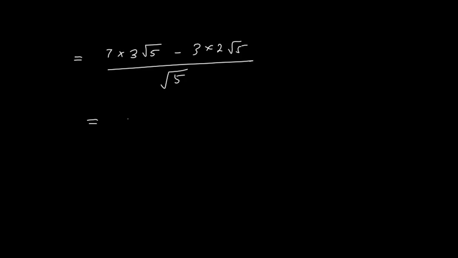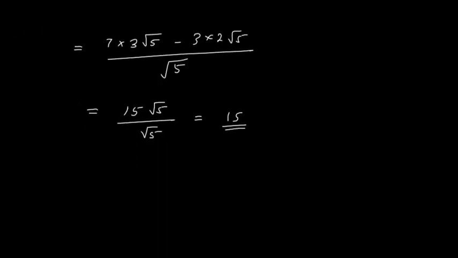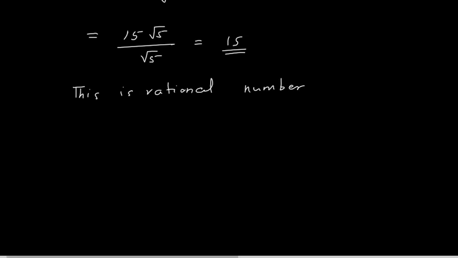This is 21 root 5 and this is 6 root 5. So 21 minus 6 is 15. So this is 15 root 5 divided by root 5. Now this root 5 cancels and we get 15, which is our rational number. So the question is, write whether on simplification it gives a rational or irrational number. So this is a rational number. A simple question, isn't it? Okay, let us see the next question.